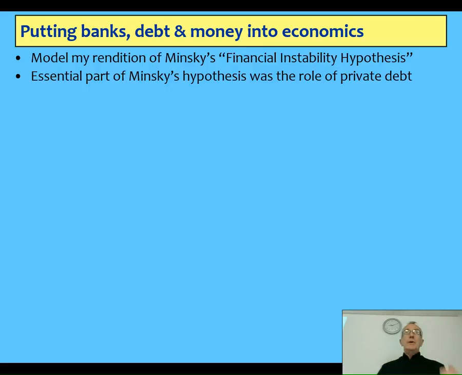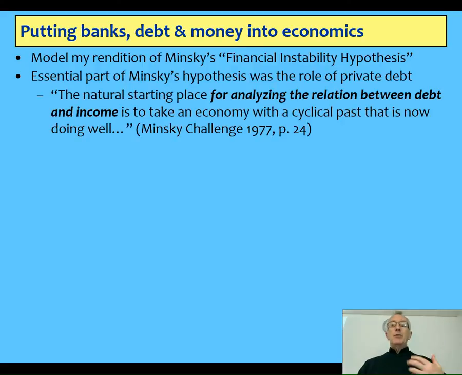So an essential part of Minsky's hypothesis was that there was a role for private debt in macroeconomics, and this is one of the most important statements he makes. Why is this important? He says the natural starting point for analysing the relation between debt and income.